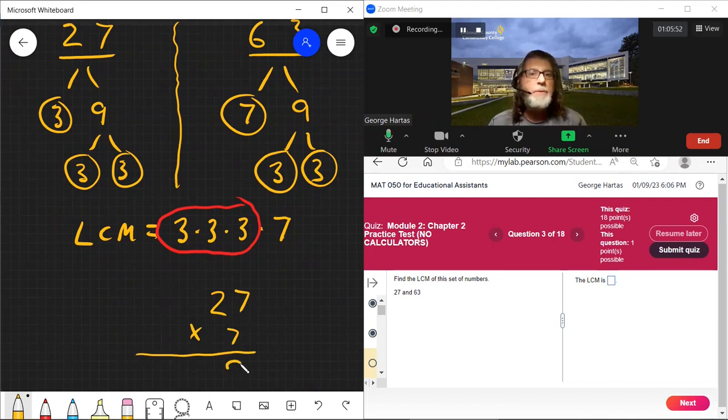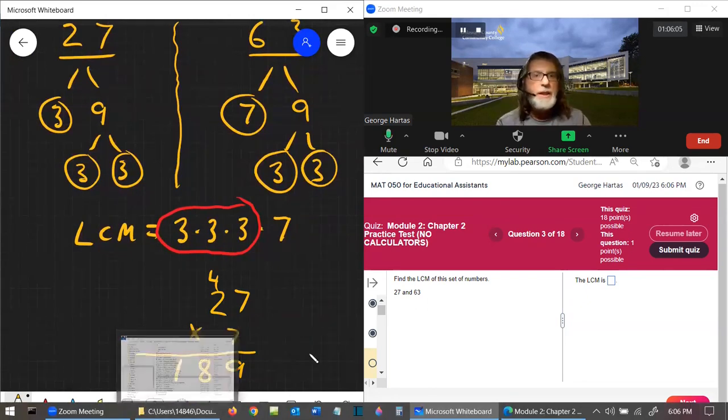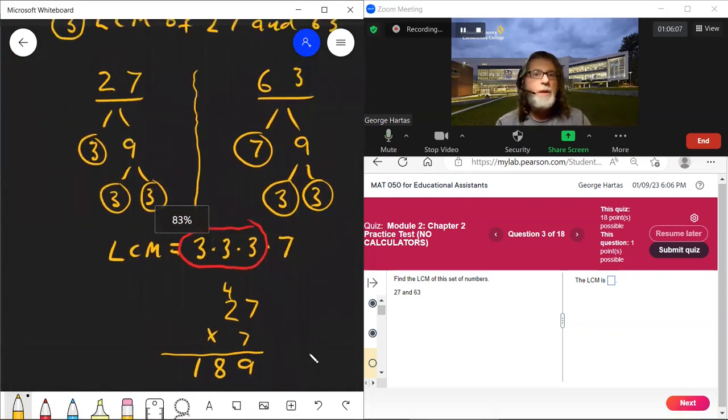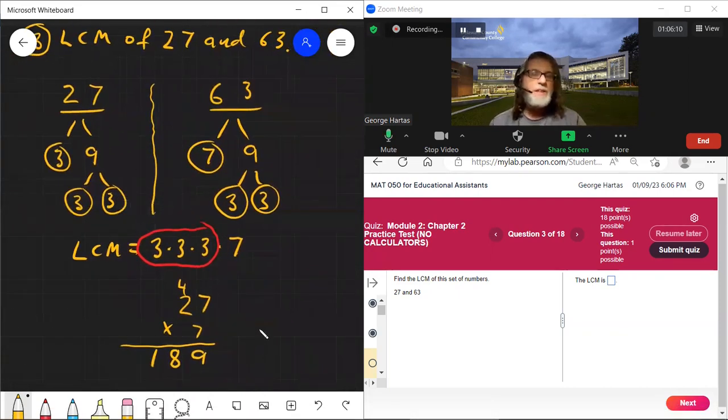7 times 7 is 49. 7 times 2 is 14, and 4 is 18. So the LCM between 27 and 63, 427 and 63, is 189. This represents the smallest number that both of these divide into.